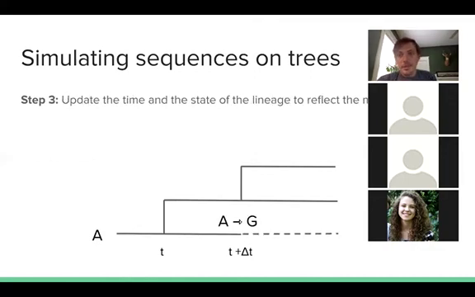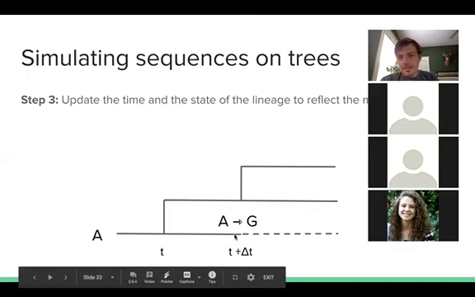And that's pretty much it, right? Once we know the time of the next mutation and what substitution occurs at that mutation, we can just update our system. If the mutation is an A to G, we change our sequence and move ahead to the next time at time t plus delta t.